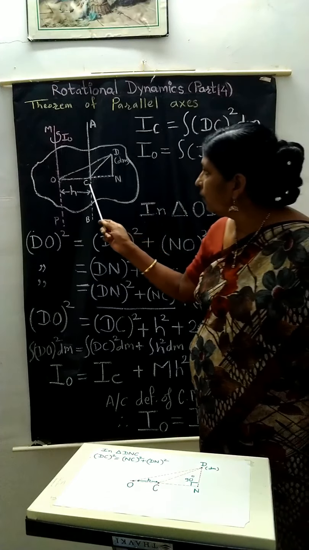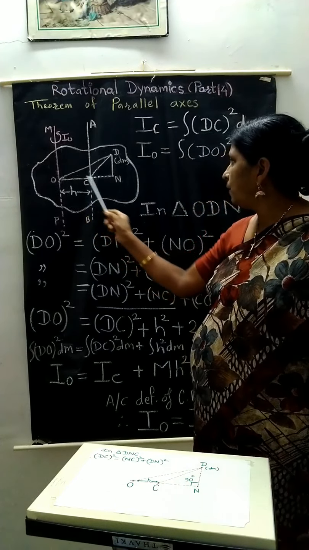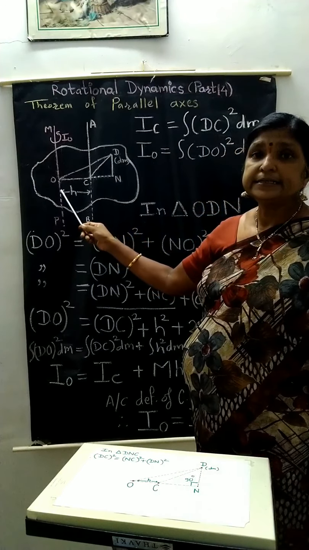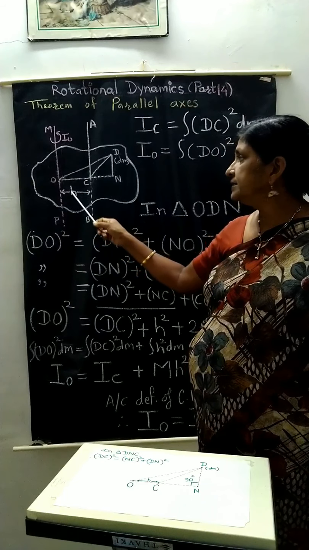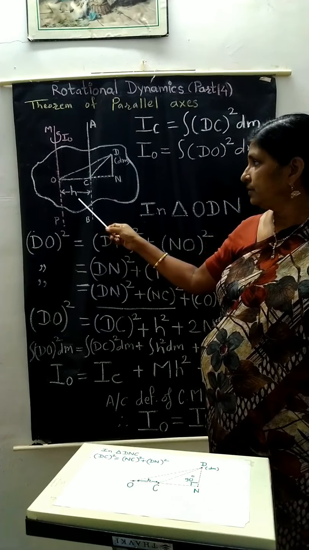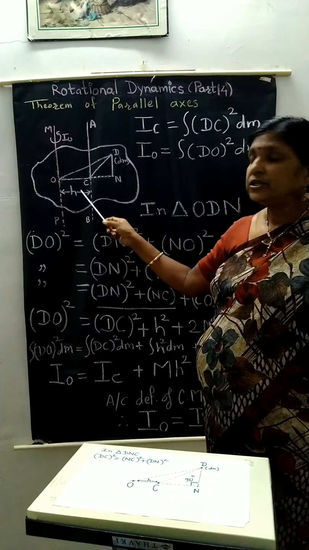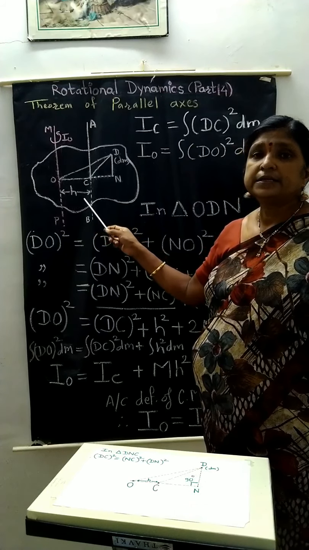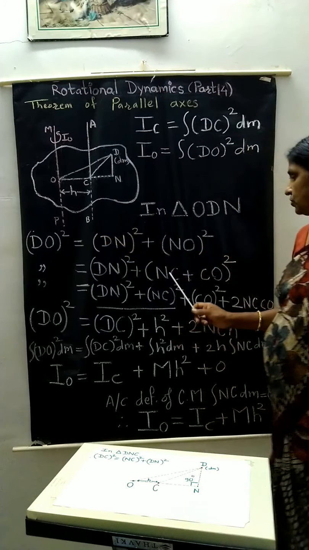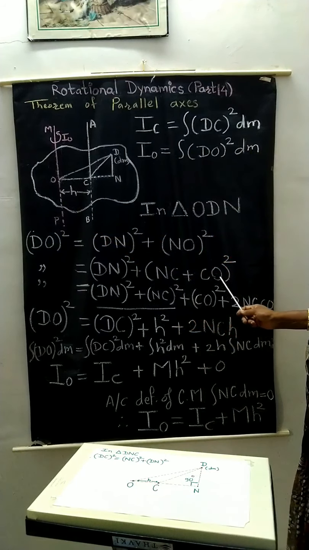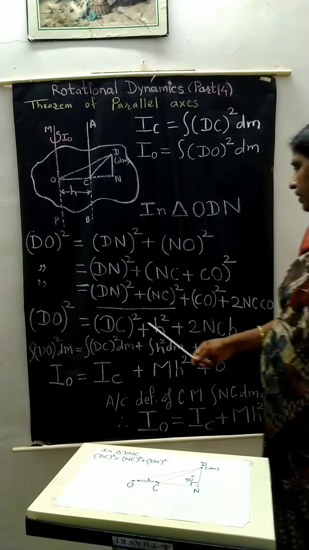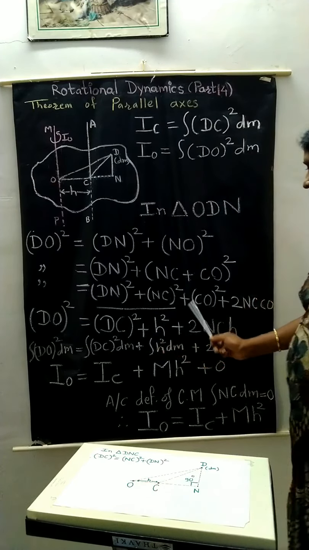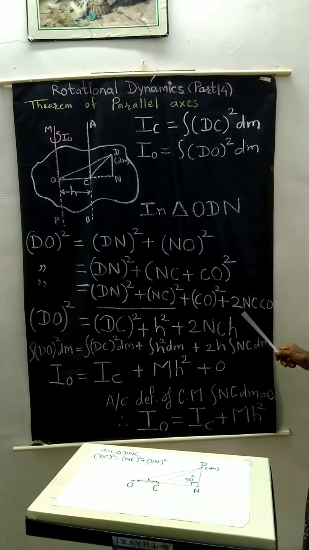What is OC or CO? It is the distance between two parallel axes and it is represented as H. What is H? H is the perpendicular distance between the two axes. So we have replaced CO by H. Hence here we have replaced this CO by H and this CO by again H.